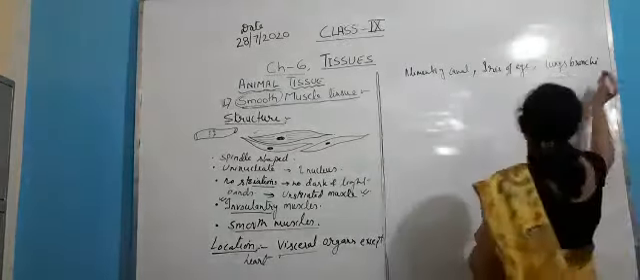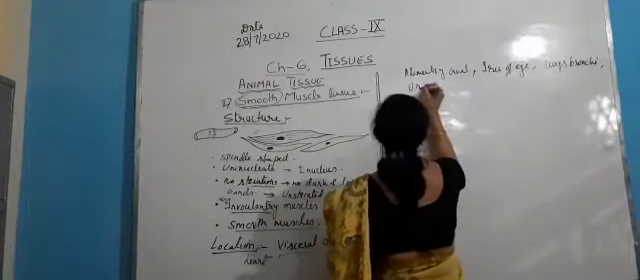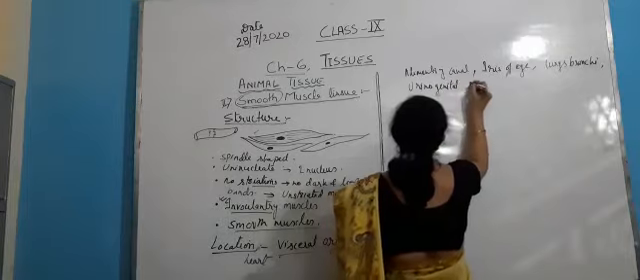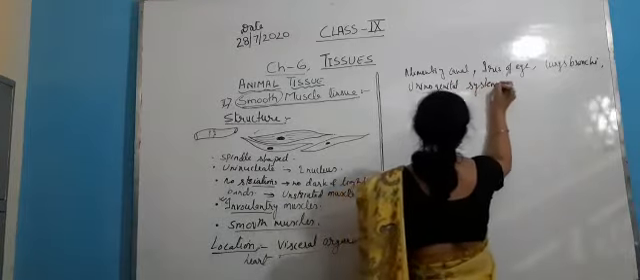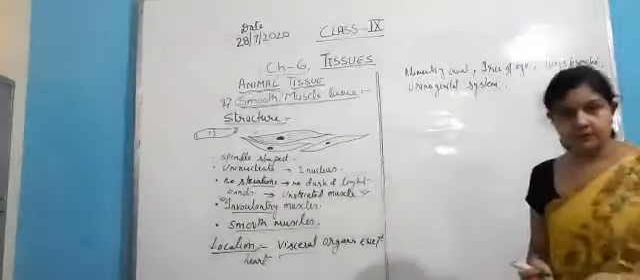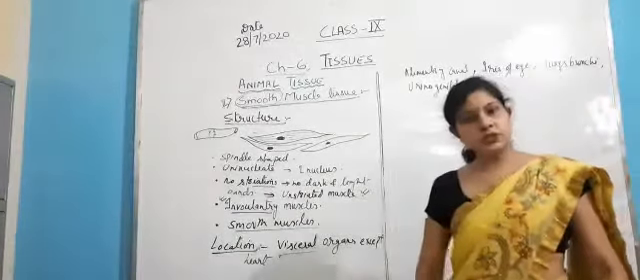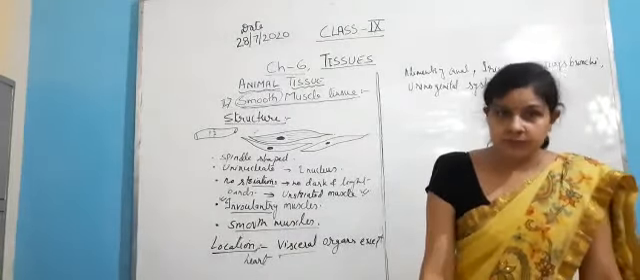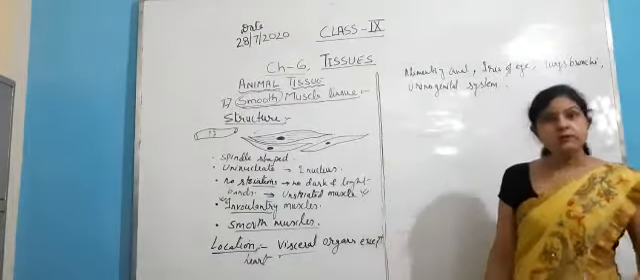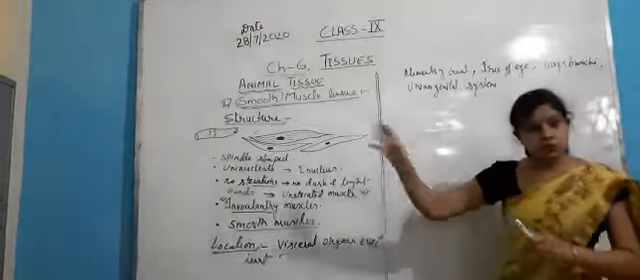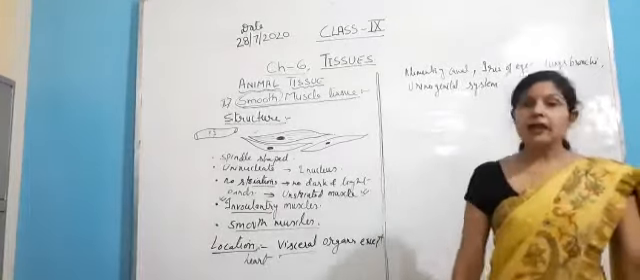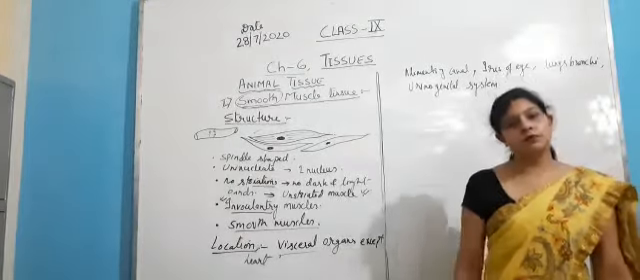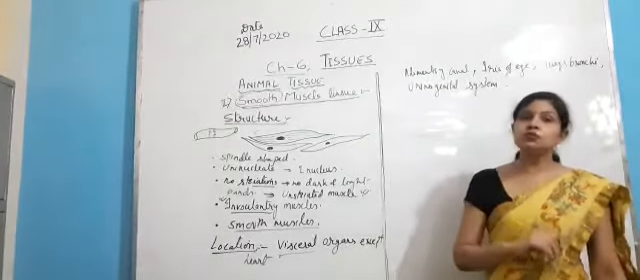After that, if we talk about the urinogenital system, that means the urinary tract, ureters, urinary bladder and urethra, they are made up of smooth muscles. And after that, the genital tract of the males and females also consists of smooth muscles.